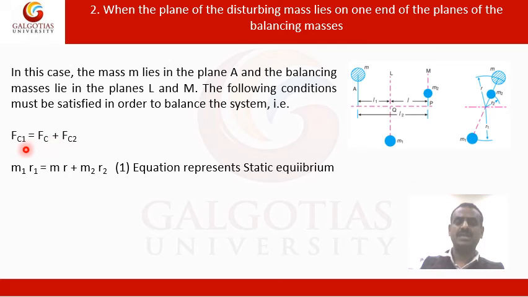Fc1 equal to Fc plus Fc2: the centrifugal force produced by the balancing mass m1 will be equal to the sum of the centrifugal force produced by the disturbing mass and the centrifugal force produced by the balancing mass m2. After substituting the values of centrifugal force, the equation becomes m1r1 equal to mr plus m2r2. So this equation represents the static equilibrium condition.